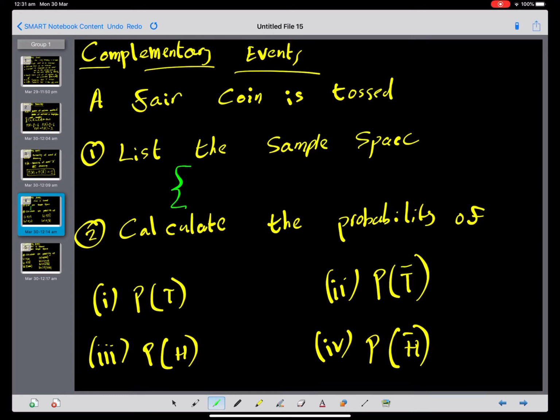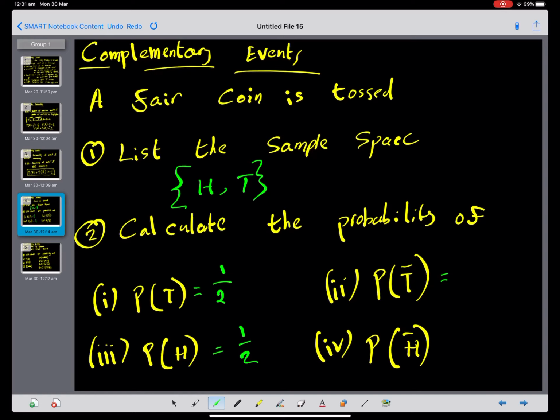Curly brackets for a sample space. List the sample space. Well, we're going to get head and we're going to get tail. Okay, so calculate the probability of getting a tail. Well, there's 1 tail and there's 2 in the sample space. Probability of getting a head, there's 1 head and there's 2 in the sample space.